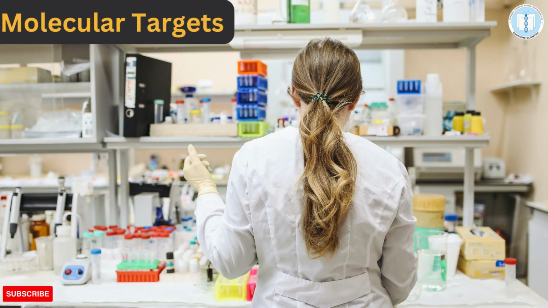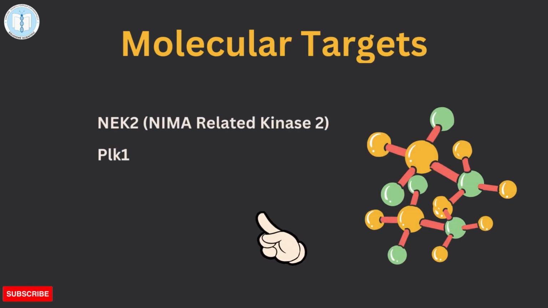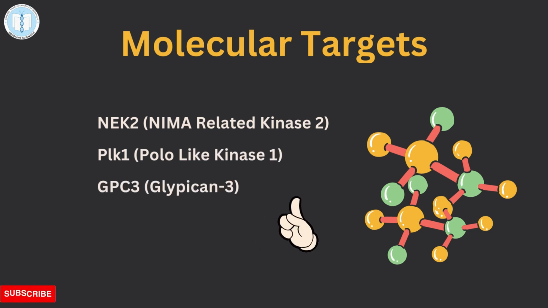Now, let us know about some important molecular targets in liver cancer for targeted therapy. This includes NEK2, which is NIMA-related kinase 2. It is a cell growth regulator. Next is PLK1, which is polo-like kinase 1. It plays an important role in cell cycle regulation. GPC3, that is glypican-3. It is a co-receptor for growth factors.